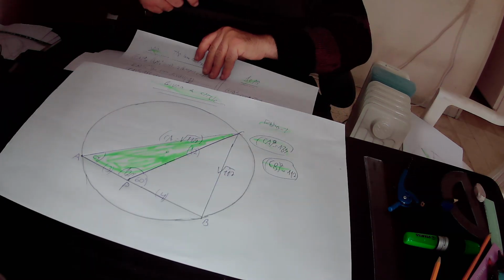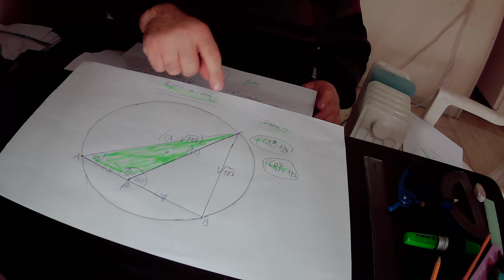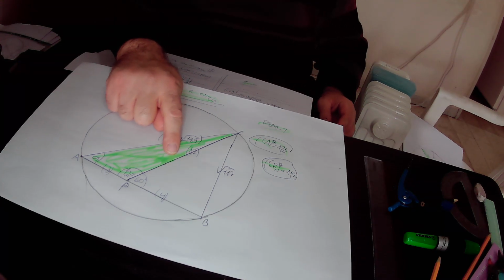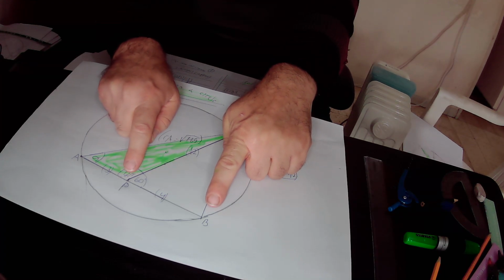CB is the missing side, so CB squared equals CP squared. CP is 12, therefore CP squared is 12 squared, that is 144, plus PB squared. PB is 4, therefore PB squared is 4 squared, that is 16.